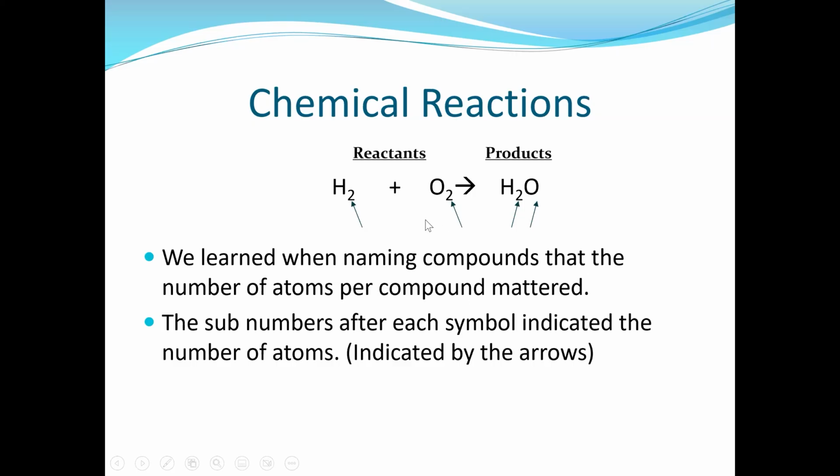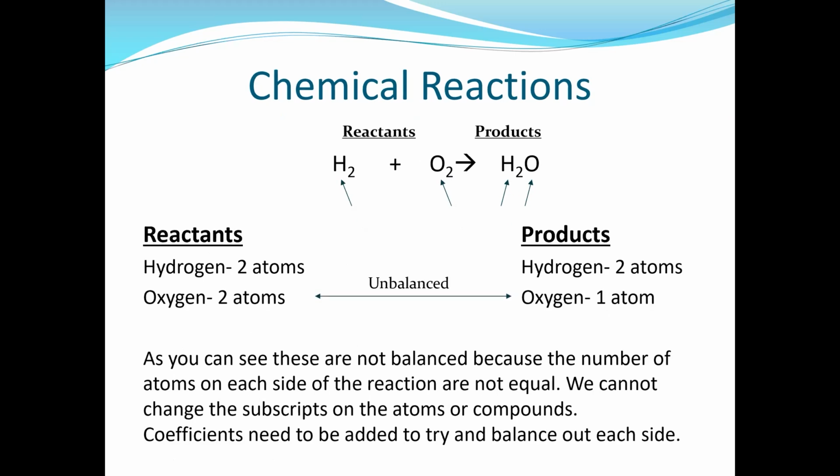We've already learned this when naming compounds and doing the molar mass percentages: we realize that these numbers, or the lack of numbers, like over here, there's no number on the water oxygen. That means that there's one. The numbers next to the hydrogen here, there's 2, then there's 2 oxygen right here, and then there's 2 hydrogen here. So just think about that. 2 hydrogen on this side, 2 oxygen, 2 hydrogen, 1 oxygen. That tells you it's not balanced because there's 1 here and 2 over there. So we need to first figure out how many atoms are on each side of the reaction.